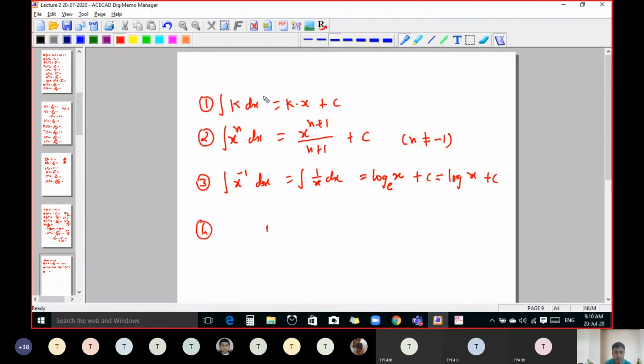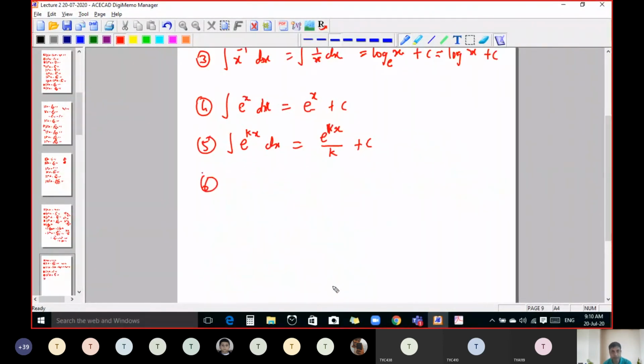Fourth, integration of e raised to x dx. The answer is e raised to x plus c. Fifth, integration of e raised to kx. The answer for that is e raised to kx upon k plus c.